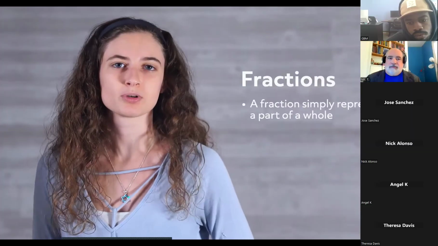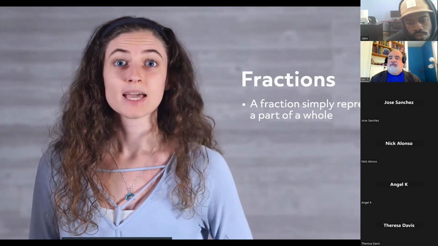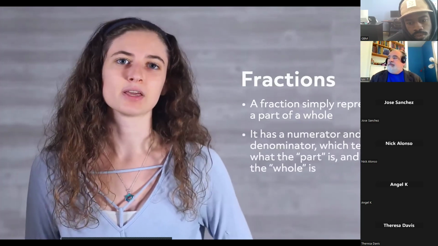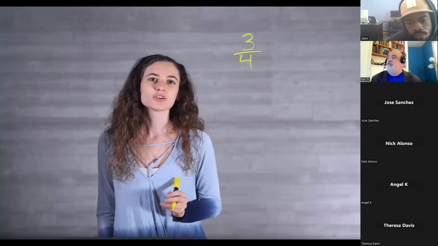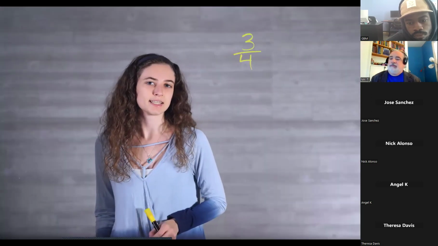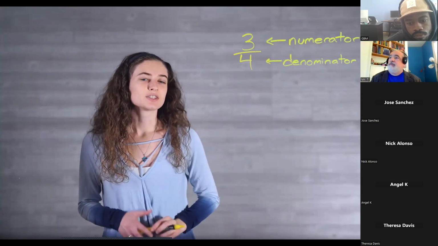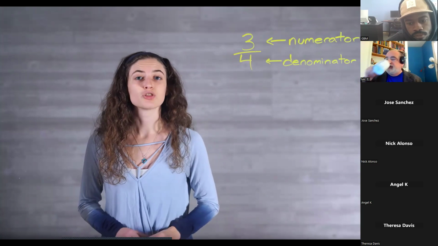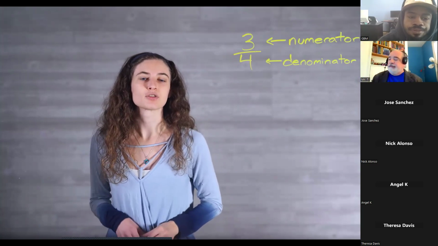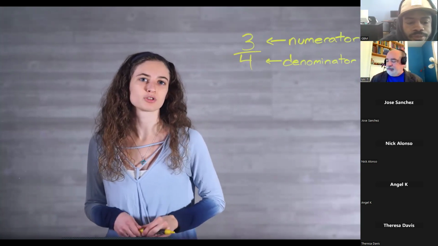Before we dive in, let's review the basic parts of a fraction. Remember, a fraction simply represents a part of a whole. It has a numerator and a denominator, which tells us what the part is and what the whole is. Let's look at the fraction 3/4 as an example. We can see that the 3 is our numerator and the 4 is our denominator. So the fraction 3/4 is really saying 3 parts out of 4 parts total.